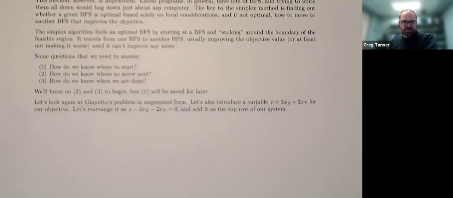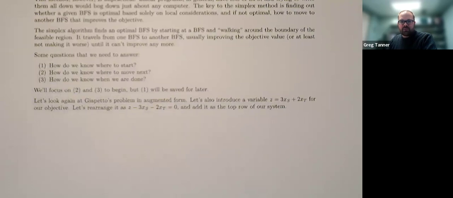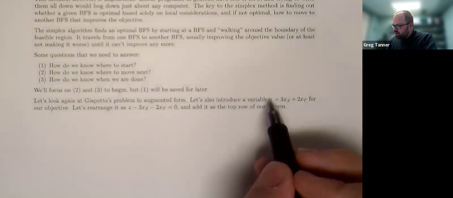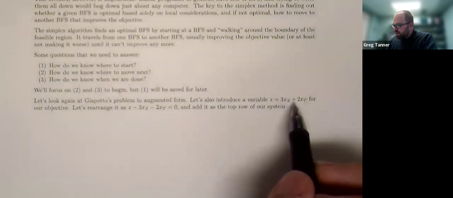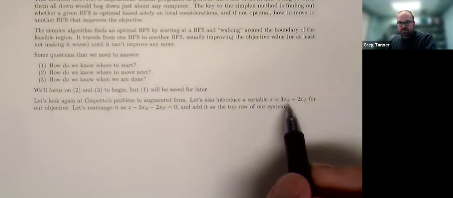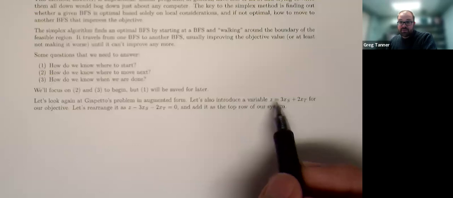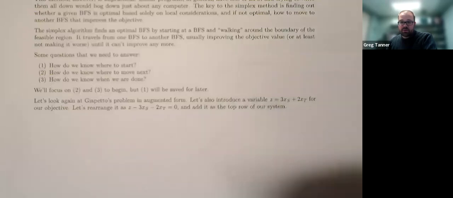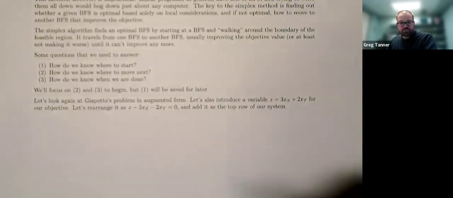So let's look again at Geppetto's problem in augmented form, but let's also introduce a variable z that tracks our objective. Okay, so we said we want to maximize 3 times the number of soldiers plus 2 times the number of trains, and we're going to say that that value is z. So z is going to be our objective value, and our goal in this case is to maximize z.